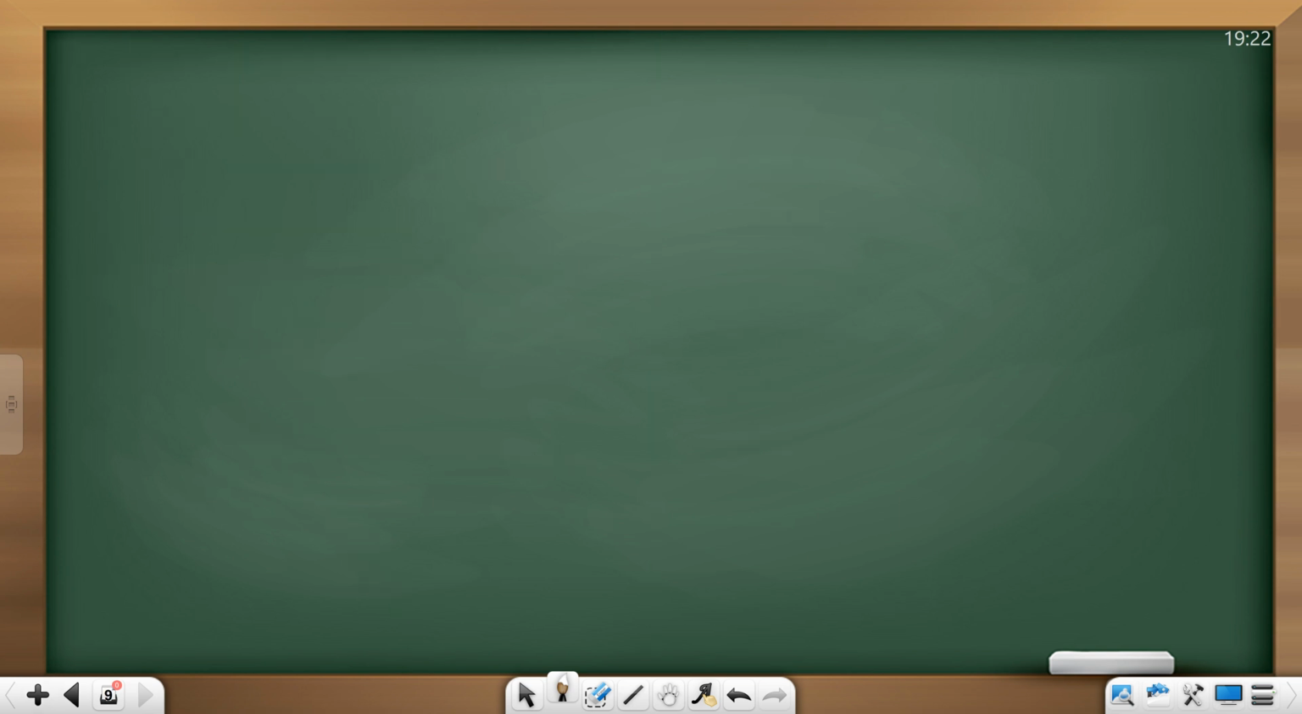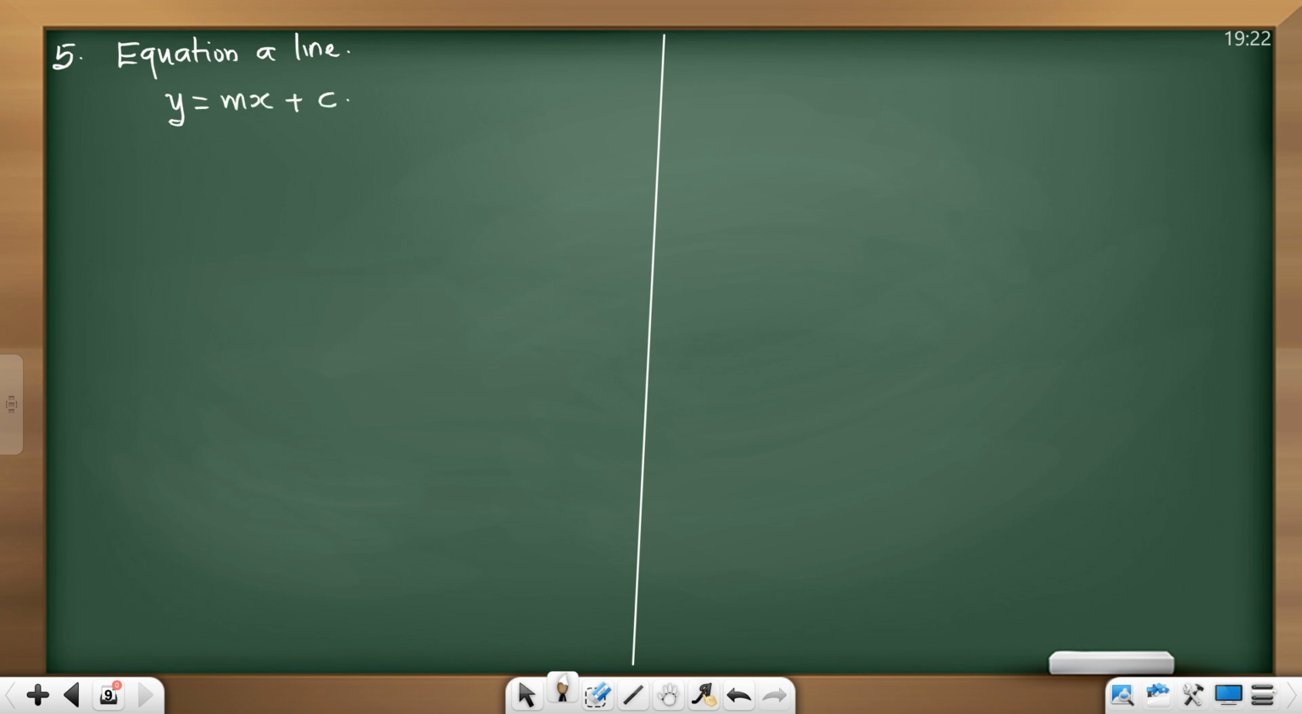Number 5. Very, very important. We would not have done anything if we don't do this. Equation of a line. This you would need in analytical. You would also need in function. How do we get the equation of a line? First, y is equal to what? mx plus c.